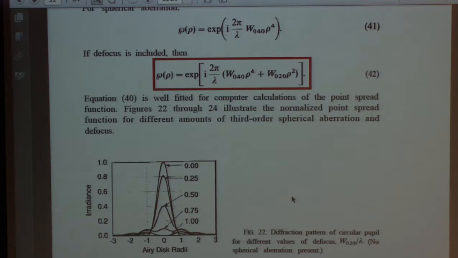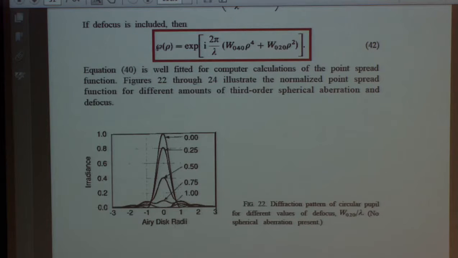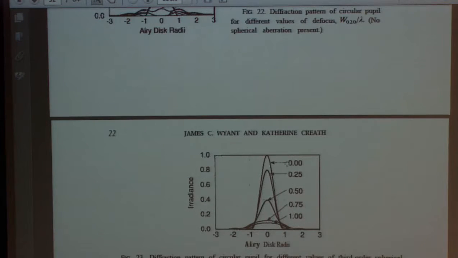And so we can calculate these plots. The first set of plots is where we have only defocus. We have no spherical present. So we would have our Airy disk here. And then we have a quarter wave of defocus, and the pattern looks like that. Half a wave there, up to where we get one wave of defocus and we have a 0 on axis.